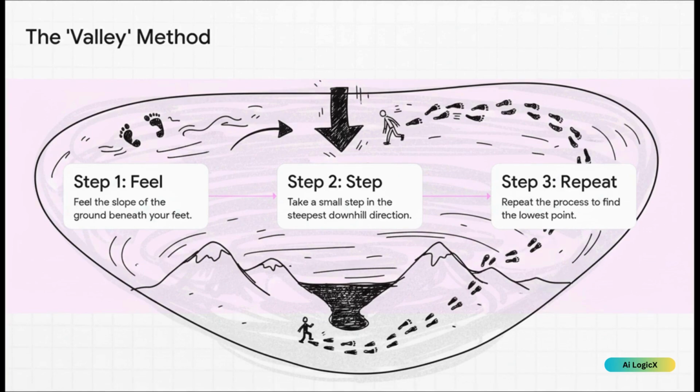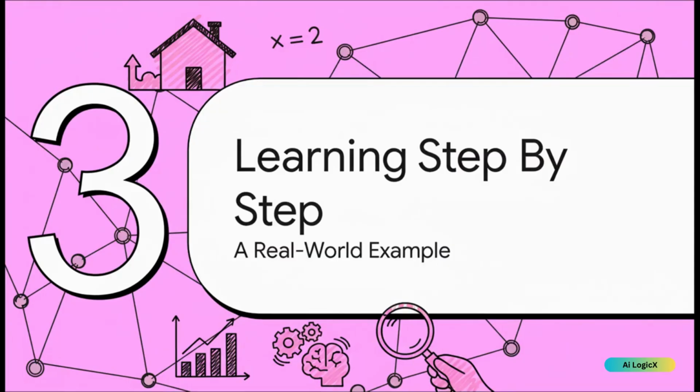Feel the slope, take a step. Feel the slope, take a step. This is exactly what gradient descent does. The valley is just our loss function, and those downhill steps are the model tweaking its own settings to make its error score go down. Let's make this even more real. We're going to see how this plays out in a classic example, teaching a machine to predict house prices.